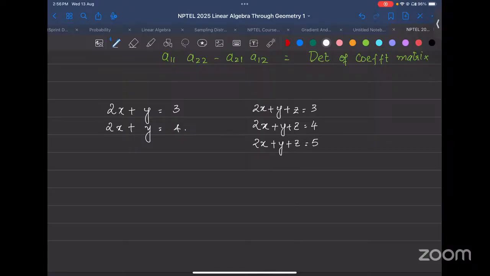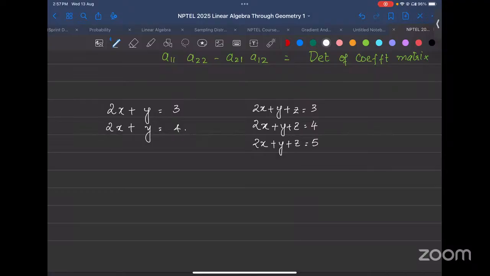Fourth one: which of the following statements best describes an underdetermined system of linear equations? An underdetermined system is one where the number of variables is more than the number of equations. The options say: they are either inconsistent or have a unique solution; they are inconsistent or always have infinitely many solutions; they are always consistent and have a unique solution; they are always consistent and have infinitely many solutions.